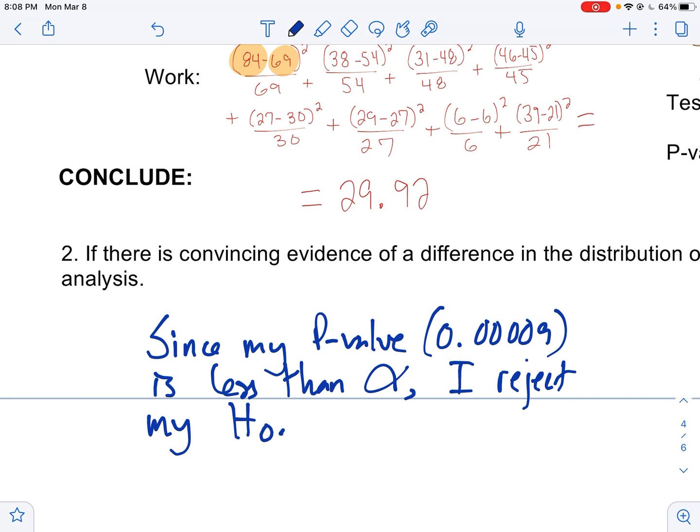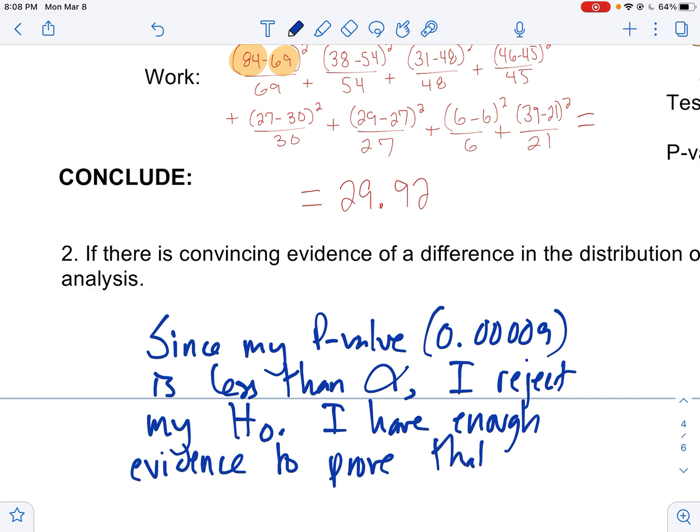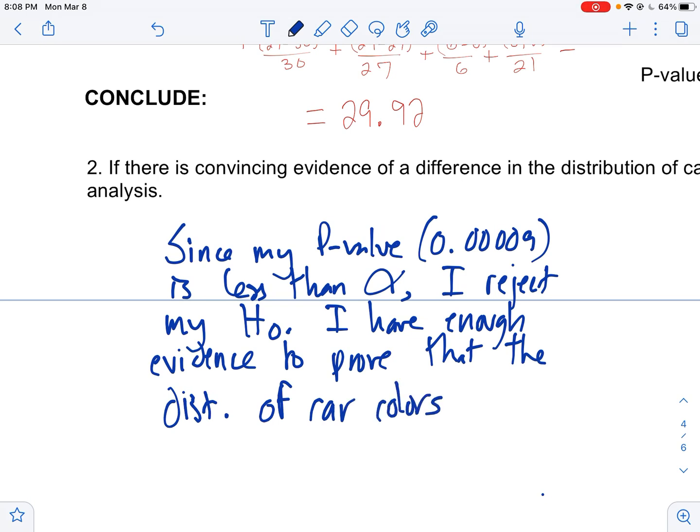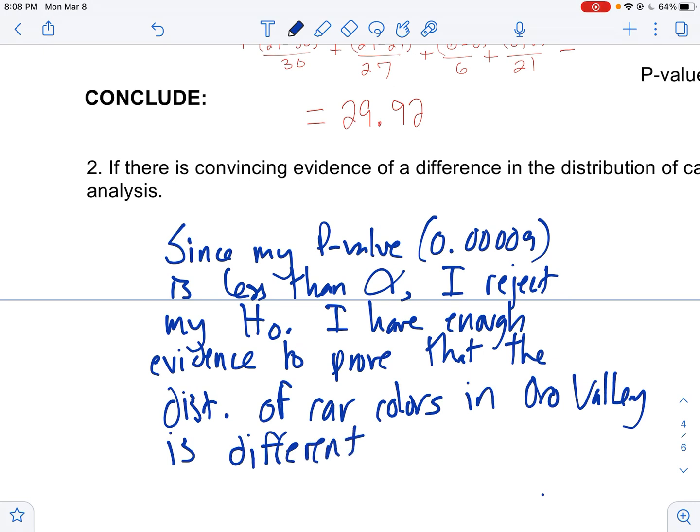What does that tell me? I have enough evidence to prove. It's always good to write the summative statement, guys. I have enough evidence to prove that the distribution of car colors in Oro Valley is different than North America. And I should say the distribution of car colors in Oro Valley is different than the distribution of car colors in North America. And I'll put that too, because that's a little bit better.